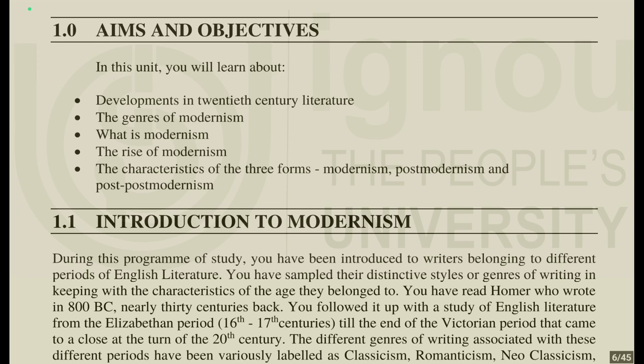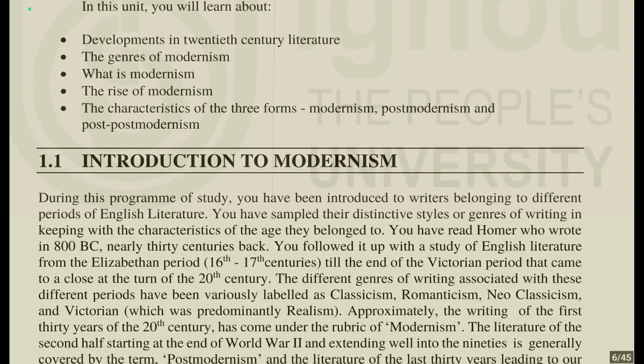Then comes the genres of modernism. So what are the different genres in modernism, whatever modernism is? Up until now, we don't know what modernism is, and you'll probably be confused throughout the chapter as to what modernism is. But bear with it. Let us first go through the first 4 chapters and then form a conclusion. Then comes the rise of modernism, and the characteristics of the 3 forms: modernism, postmodernism, and postmodernism. When it says 3 forms, it feels like these 3 are forms of the same thing, right? So maybe modernism, postmodernism, and postmodernism basically belong to the same group.